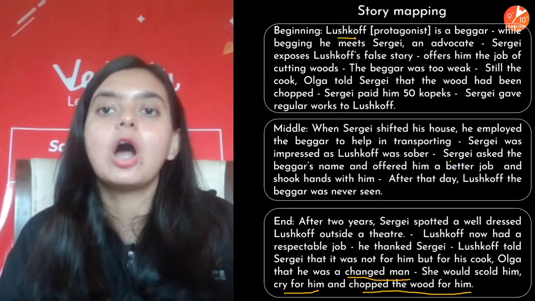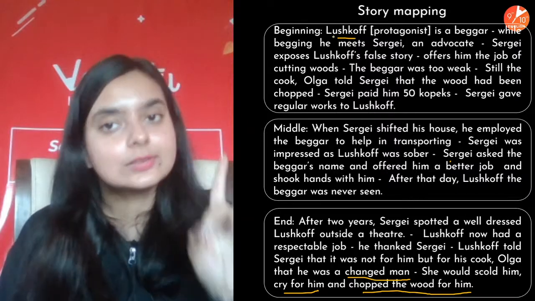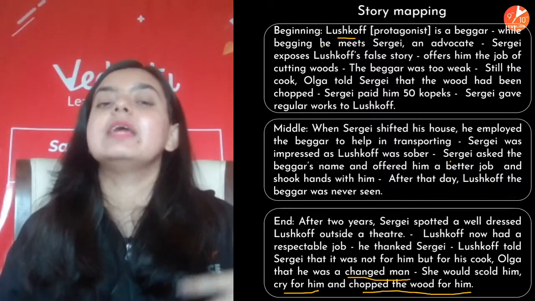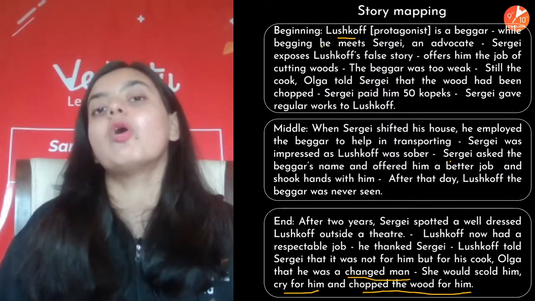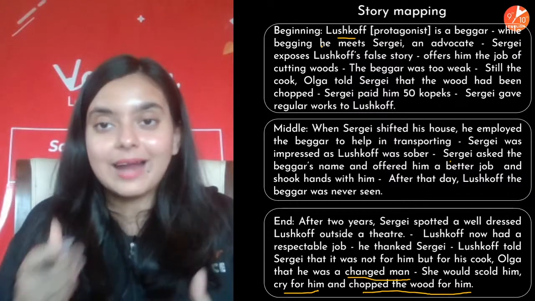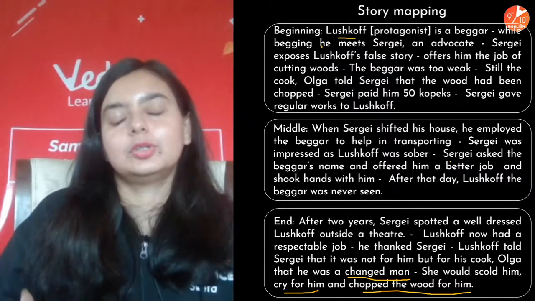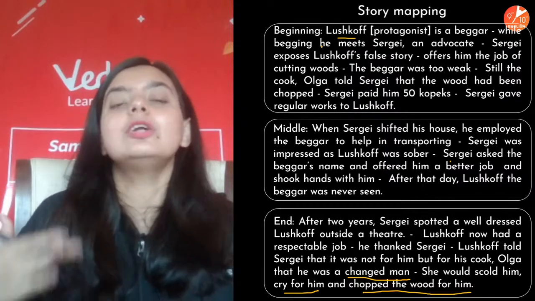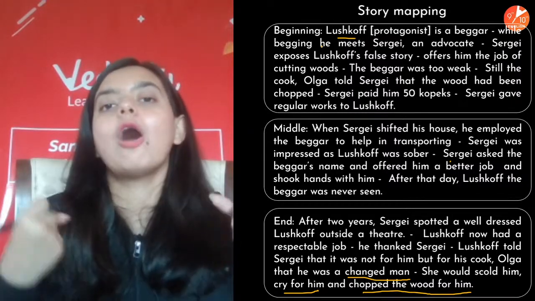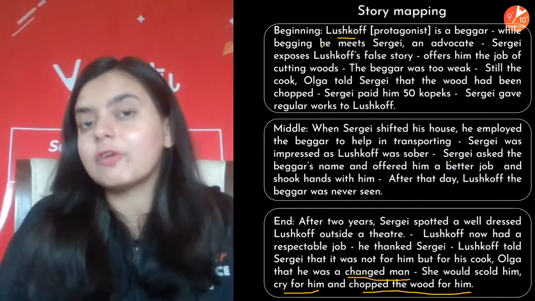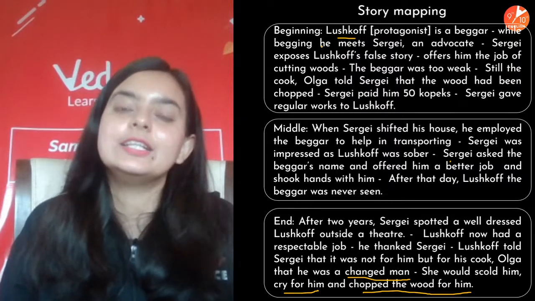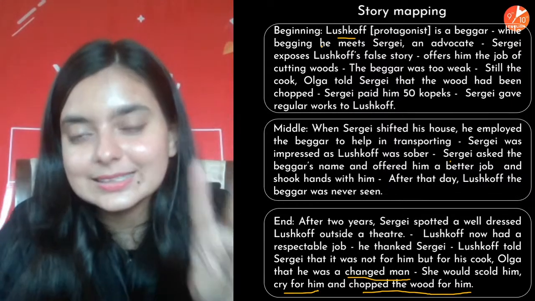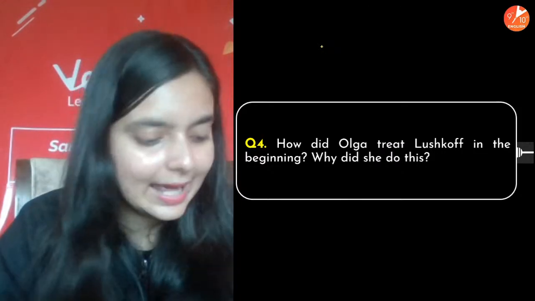Whereas Sergey, although he helped, which is also important, at the same time he was proud of himself and he wanted to take the credit rather than actually helping him with actions. He was more into taking the credit and being proud of himself for setting him on the right path. So that is the difference that you need to understand. Am I clear?